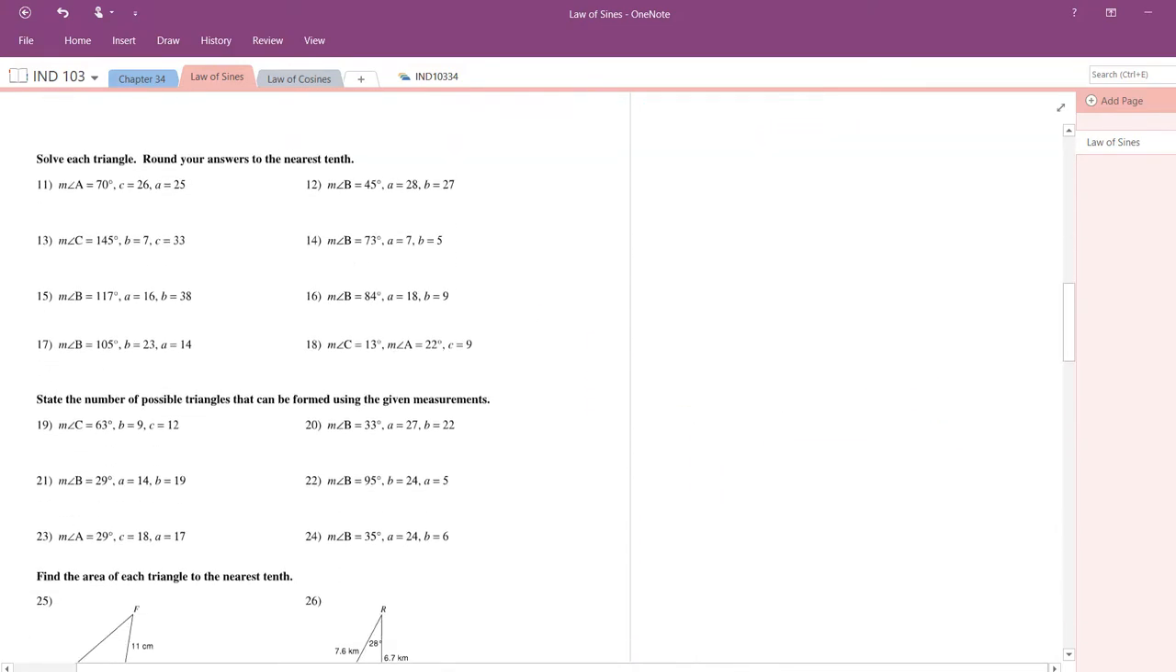So that is all there is to this. Do not overthink this. Just the setup is the key. If you set it up right, you're going to be fine.